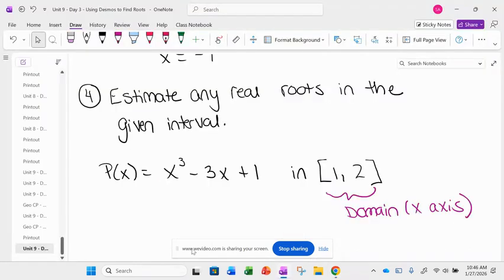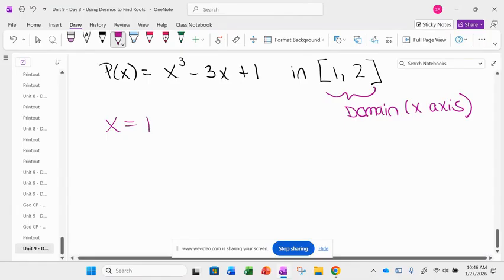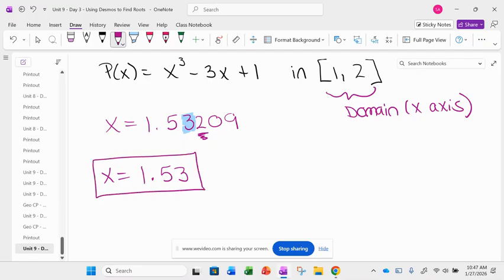So we're going to go back, and we're going to write x equals 1.53209. But now I want to round this to the nearest hundredth. That's the second number after the decimal place. So we look at the number after that. If that number is 5 or bigger, we round up. If that number is less than 5, we don't round up. What do we do? Keep it the same. So x will equal 1.53. That is the only root on this interval.